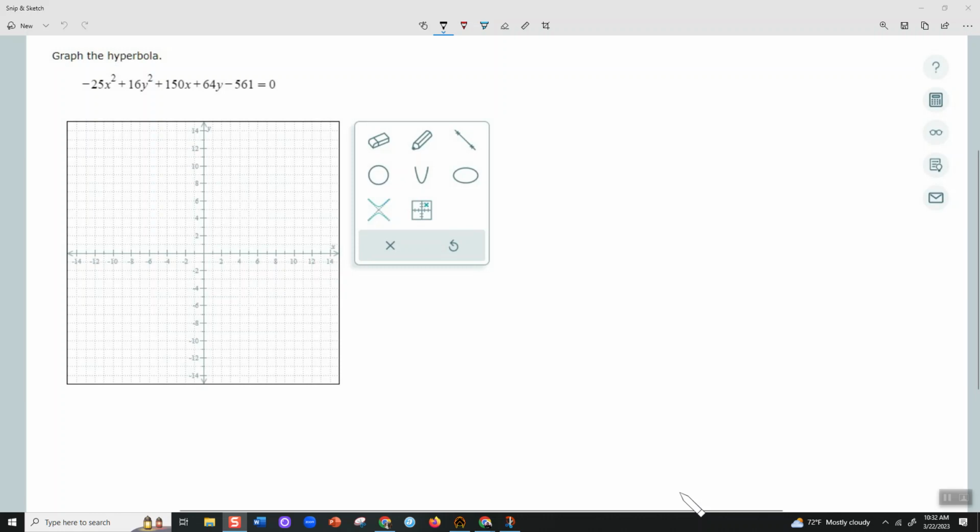Okay, number 8, we're continuing to graph the hyperbolas. So we need to get it into standard form, which means it needs to be equal to 1. I'm going to add 561 to both sides to get that constant on the right side. And I'm going to put my x's and y's together. Whichever one's positive, I'm going to put first. So I'm going to have 16.